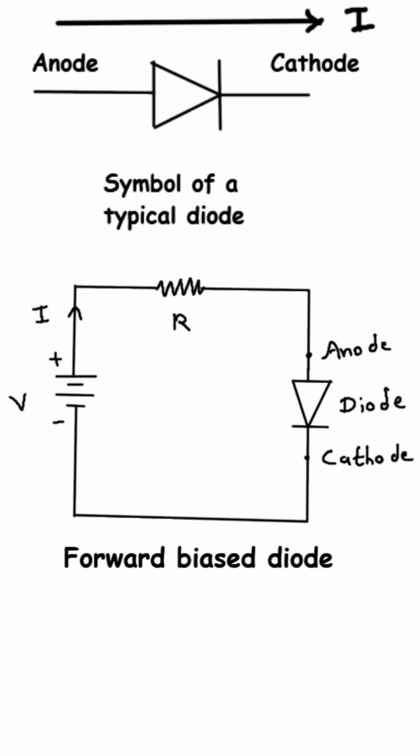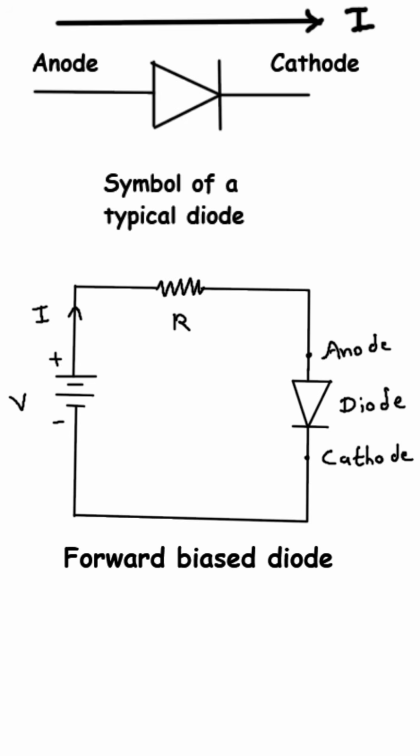Here, we have a battery connected such that its positive terminal is connected to the anode of the diode, and its negative terminal is connected to the cathode. This is called forward biasing the diode. Under this condition, the diode allows current to pass through it, just like a closed switch.